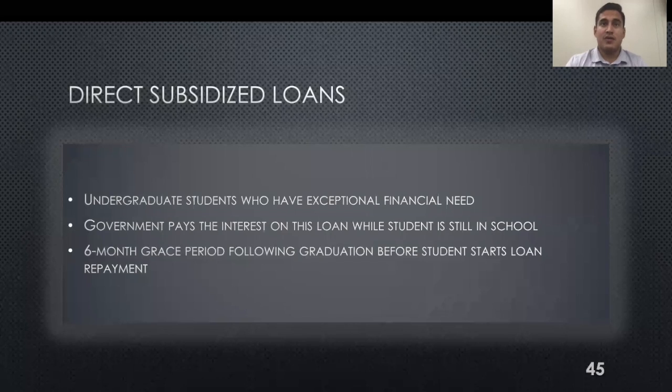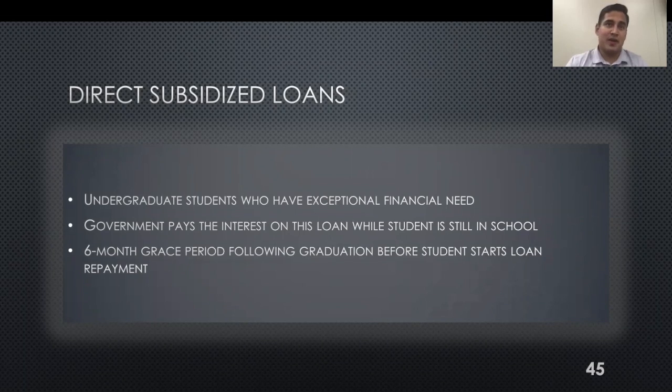The second type of loan is a direct subsidized loan for undergrad students who have exceptional financial need. The government pays the interest on this loan while the student is still in school, and you'll have a 6 month grace period following graduation before students begin to pay back the loan.